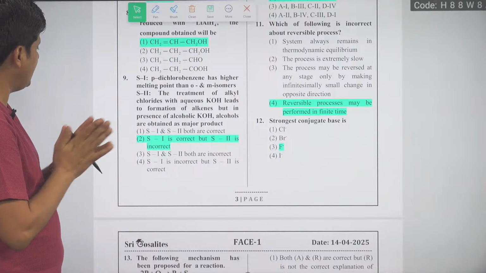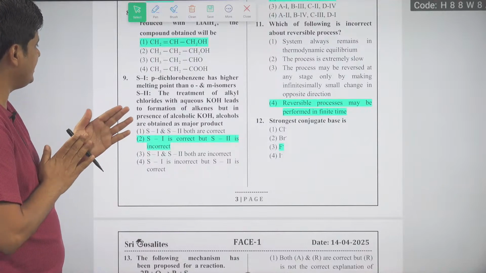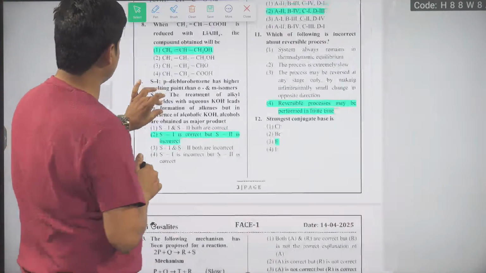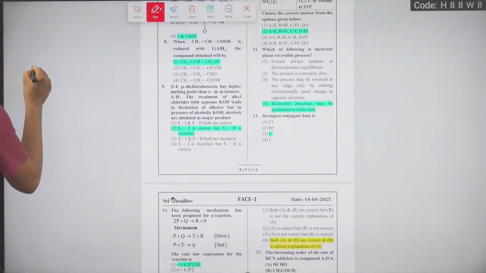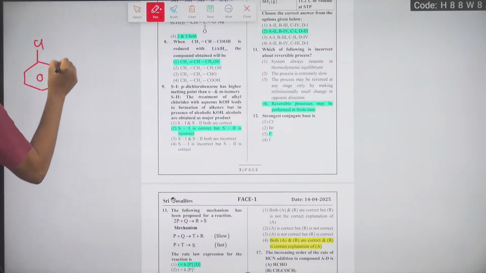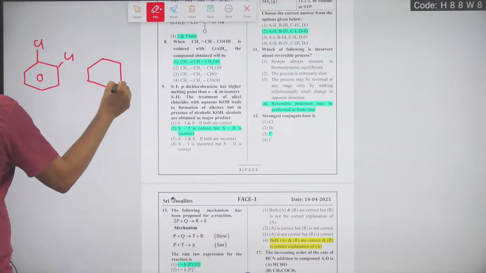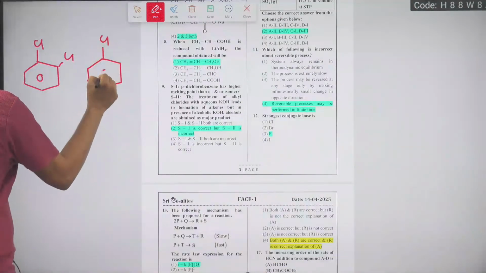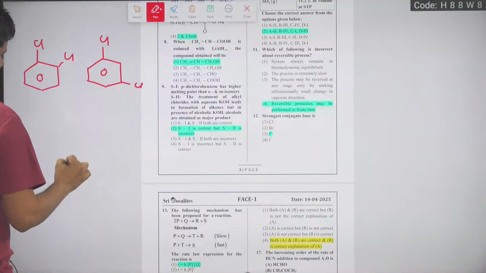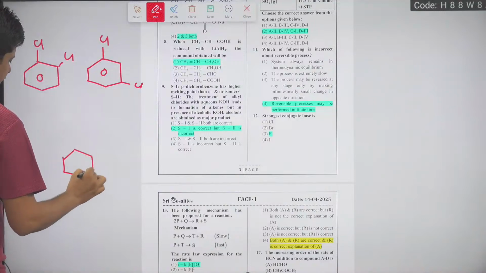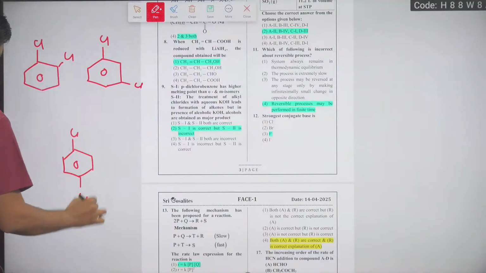Parachlorobenzene has higher melting point than ortho and meta isomers. Dichlorobenzene, I have three possibilities for the dichlorobenzene: 1,2-dichlorobenzene or ortho, 1,3-dichlorobenzene or meta, and 1,4-dichlorobenzene means para.